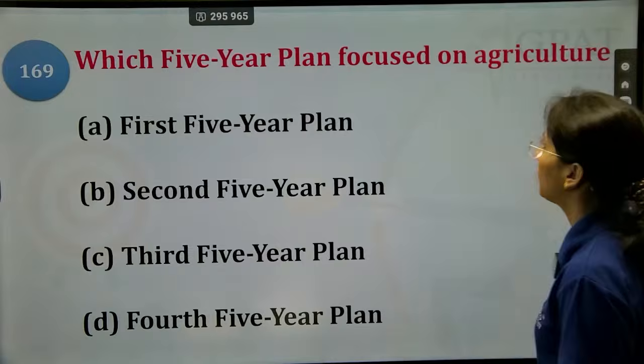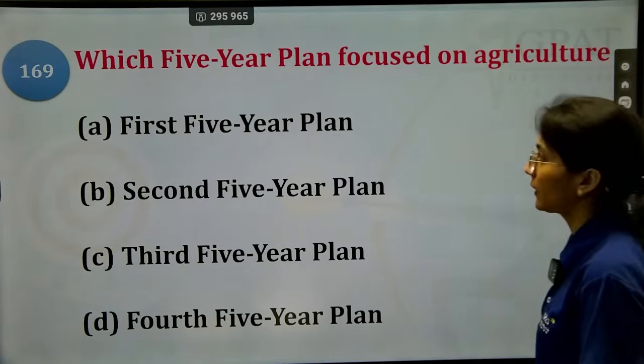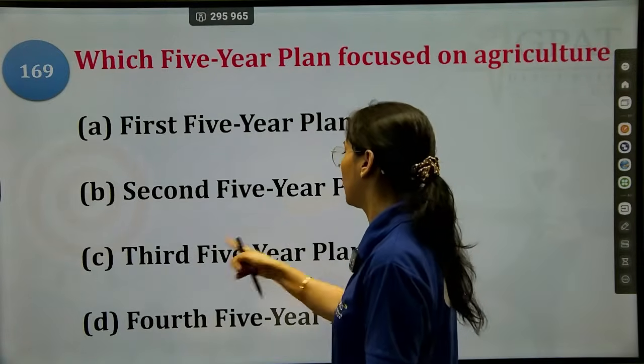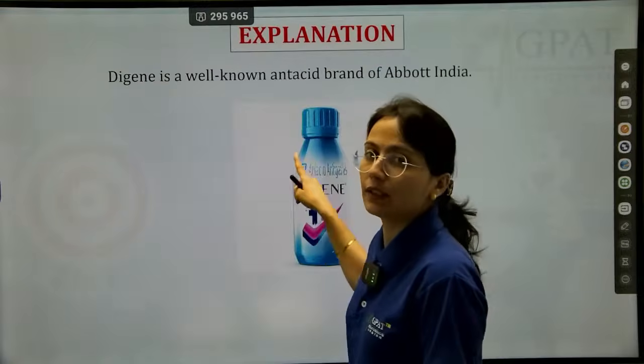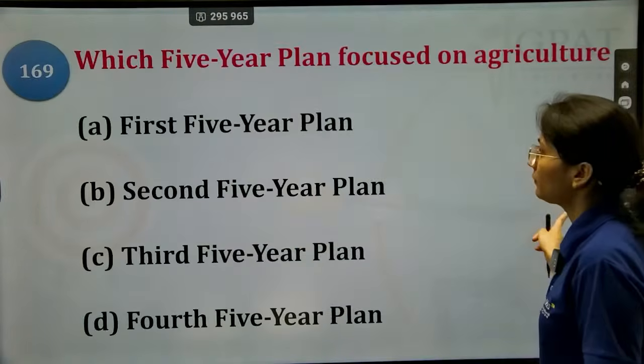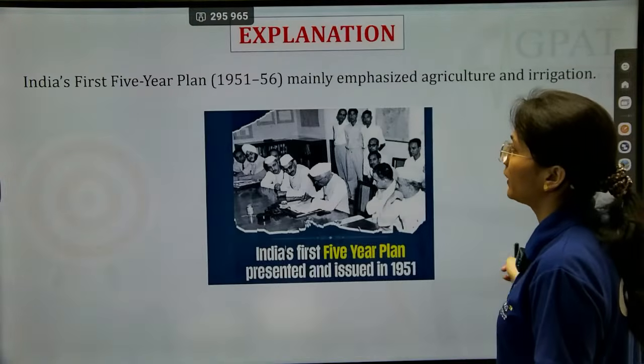Which 5-year plan focused on agriculture? First 5-year plan, second 5-year plan, third, fourth. So the answer is what? That is the first 5-year plan.